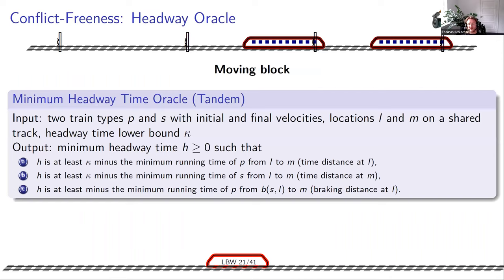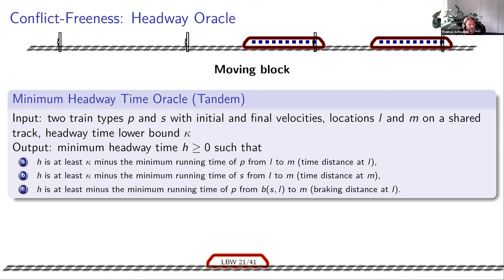And in a moving block setting, this will then lead to these formulas as written here. I will not go into detail on this, but of course, if you then consider more complex trajectories with acceleration and deceleration, you have to make sure that your headway time is large enough for all situations, or it's a relaxation. It depends what you want to compute in your timetable.